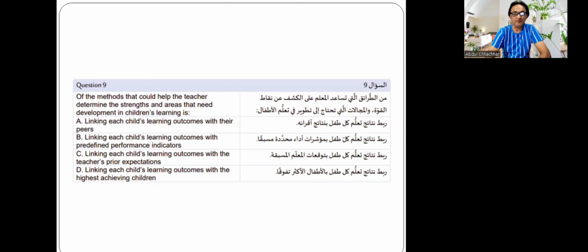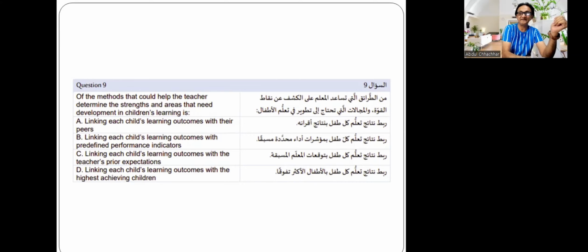Now B and C. Learning outcomes and prior expectations of the teachers. Now we are checking this performance based not on the teacher's expectations, because maybe one teacher is performing very good, another is excellent, and one of the teachers is performing very low. Then if you compare the performance of the same grade, the expectations are the same, but learning outcomes will be different. So C is the distractor, eliminated, and the correct answer is B.